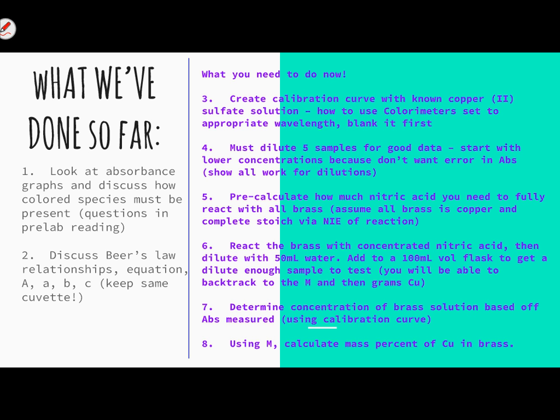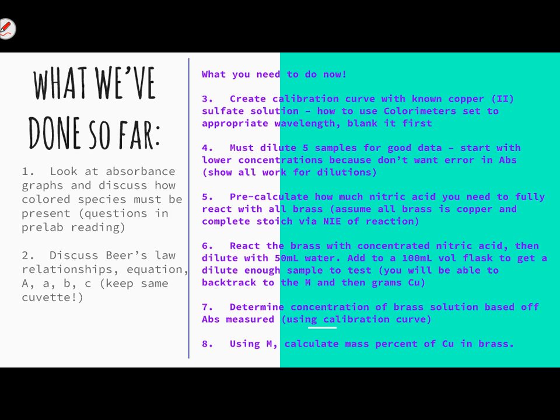After you've reacted the brass, I'm going to make sure you absolutely do this: your brass nitric acid sample needs to be diluted with about 50 milliliters of water so you have enough volume to work with. It's best to put it in a volumetric flask, because once you have a 100 milliliter volumetric flask, everybody has a standard amount of volume, and we will find the concentration of that 100 milliliters.